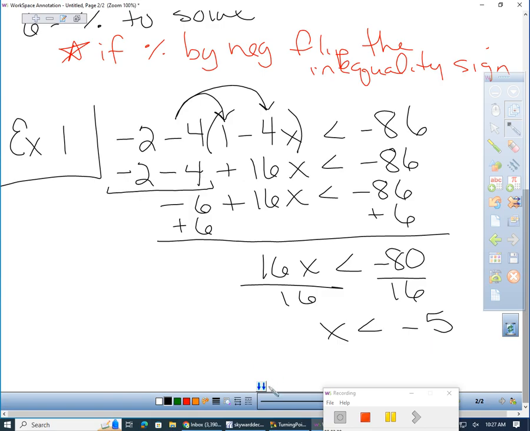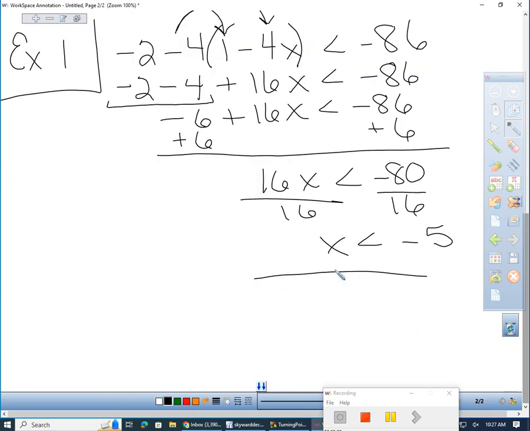All right, so now we're going to graph it. At -5, do I have an open or closed dot? Which way does it go? Goes to the left. All right, interval notation starts with the arrow, so it starts with -infinity, goes to -5 with a parenthesis. So, give me questions on that process. Too easy? Awesome.